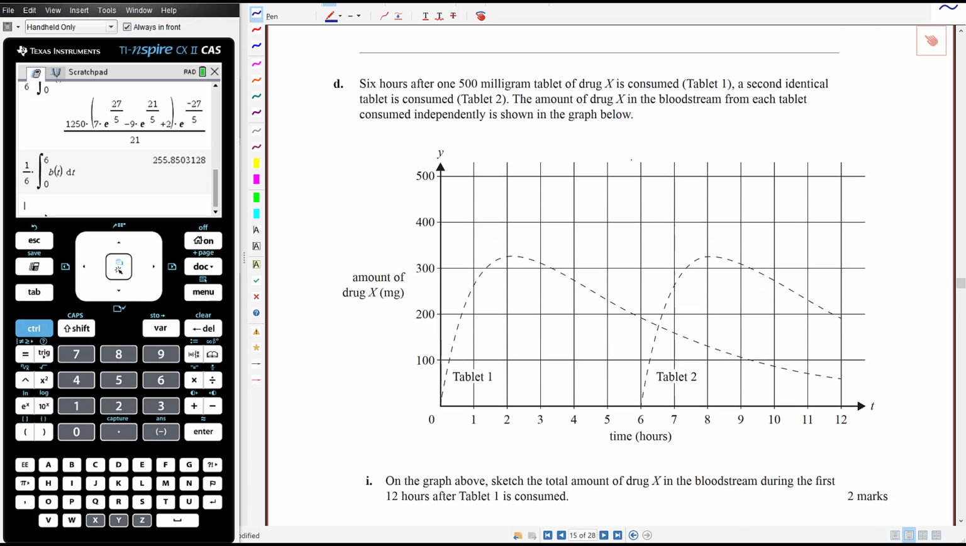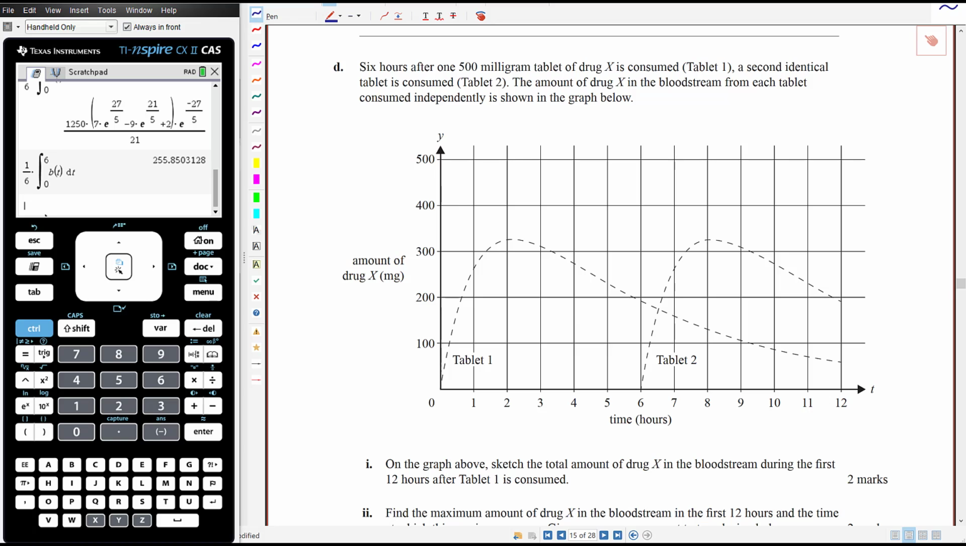Six hours after one 500 milligram tablet of drug X is consumed, tablet 1, a second identical tablet is consumed, tablet 2. The amount of drug X in the bloodstream from each tablet consumed independently is shown in the graph below. On the graph above, sketch the total amount of drug X in the bloodstream during the first 12 hours after tablet 1 is consumed. Obviously in the first 6 hours, we've only got tablet 1 in the bloodstream, so we're just following the tablet 1 graph.